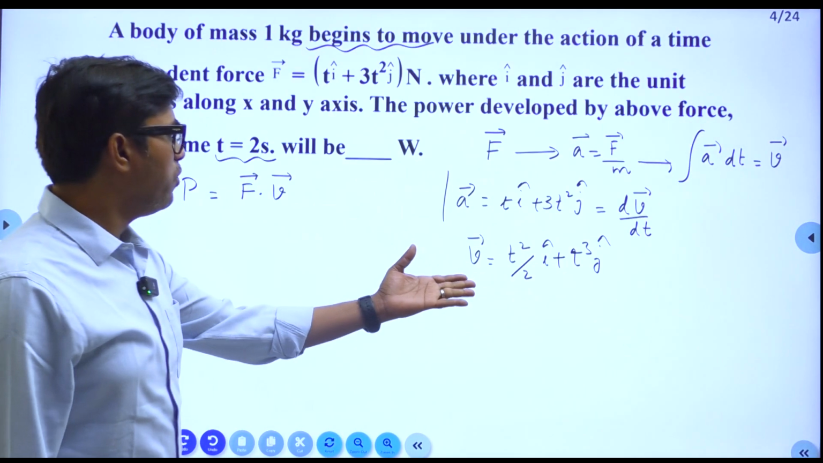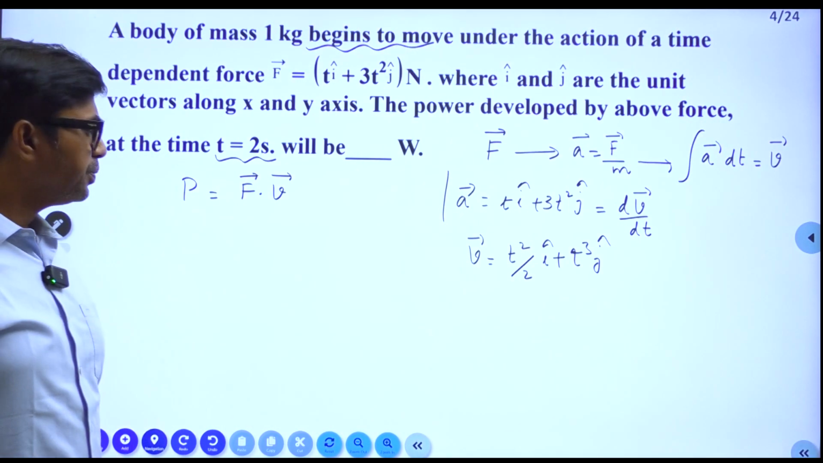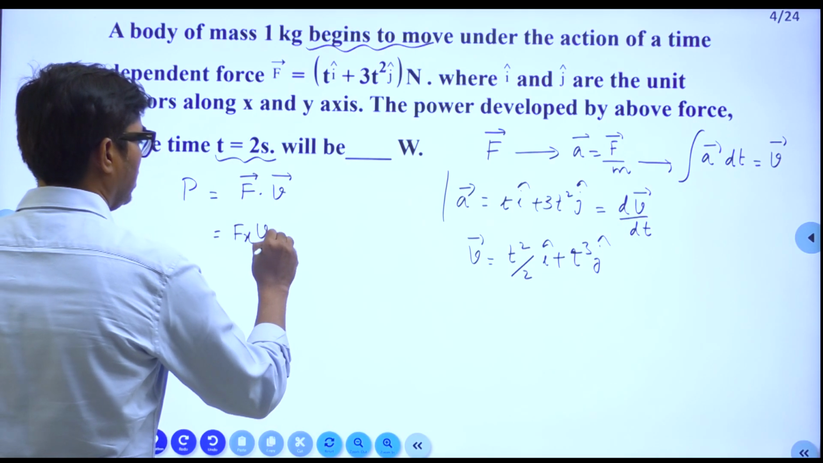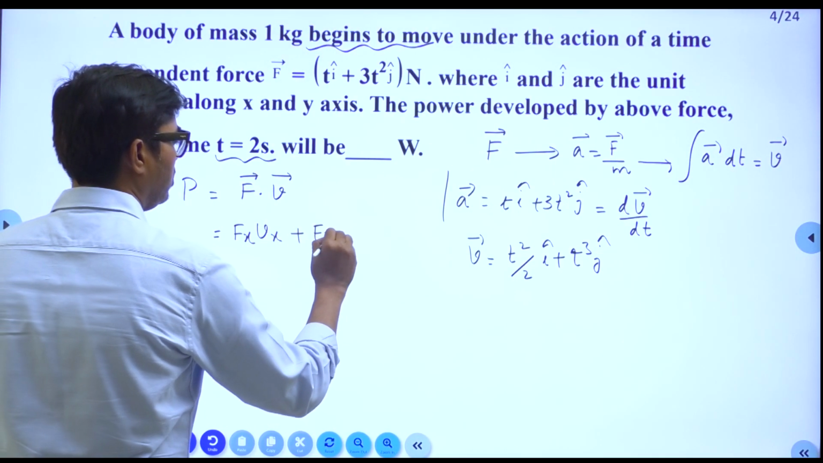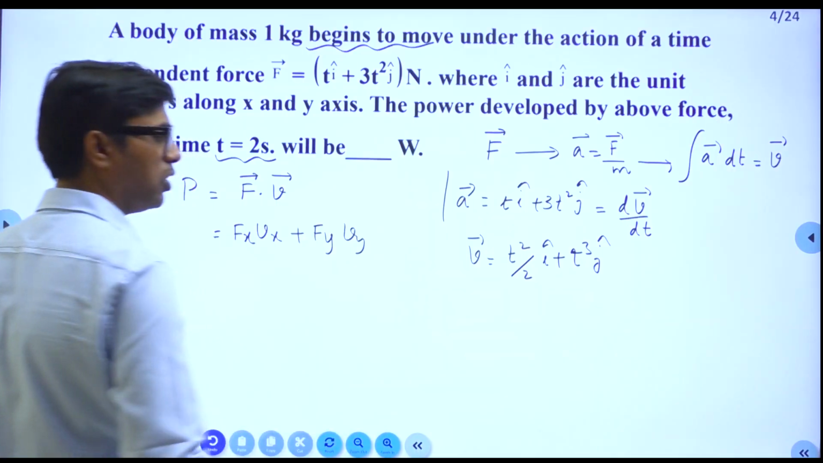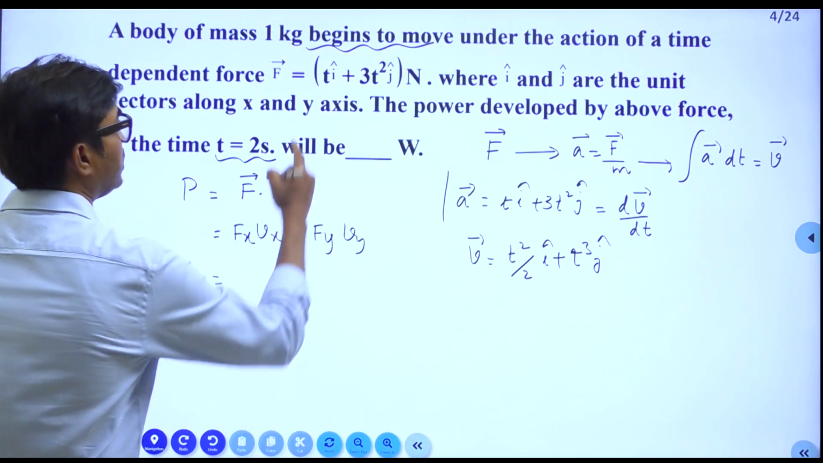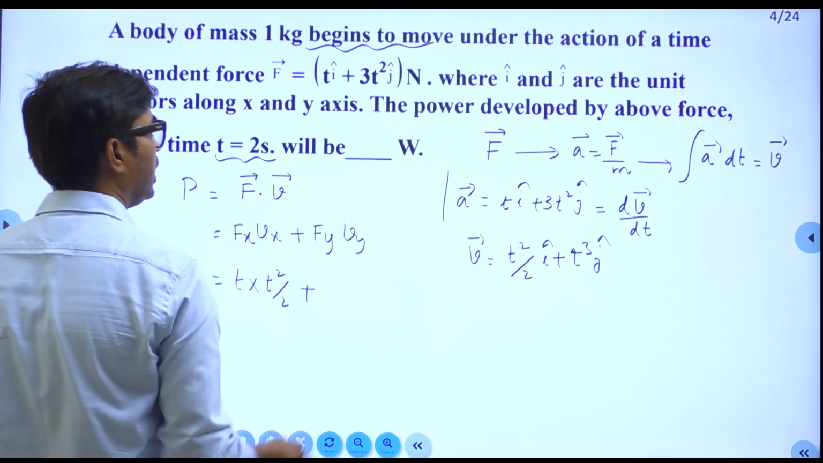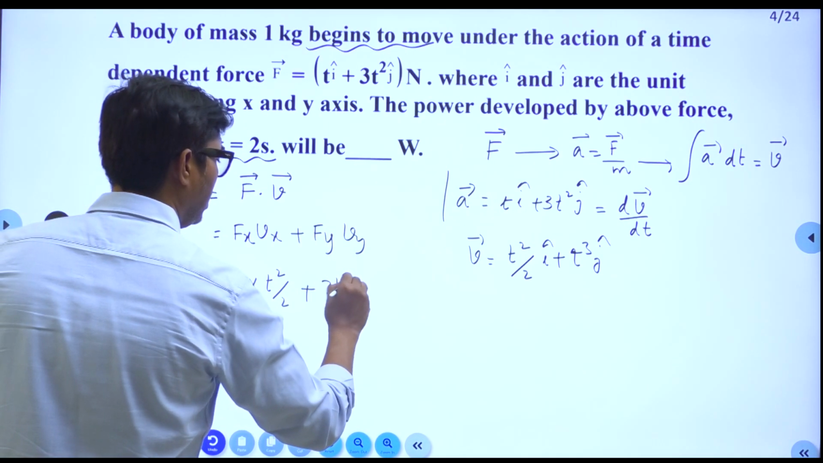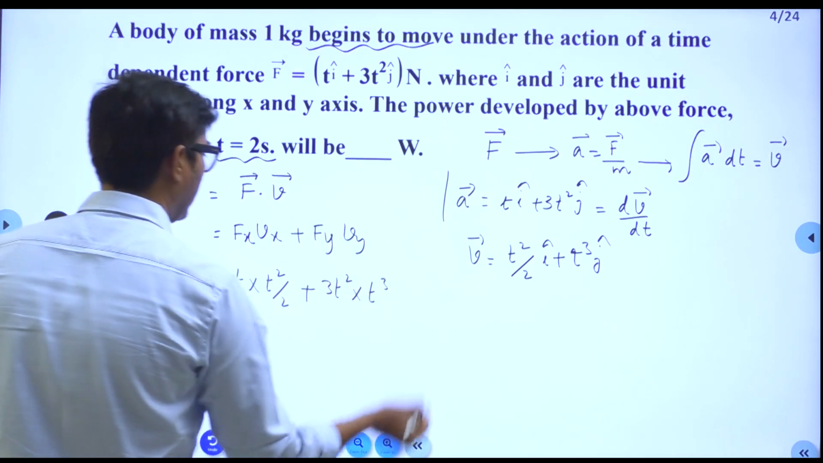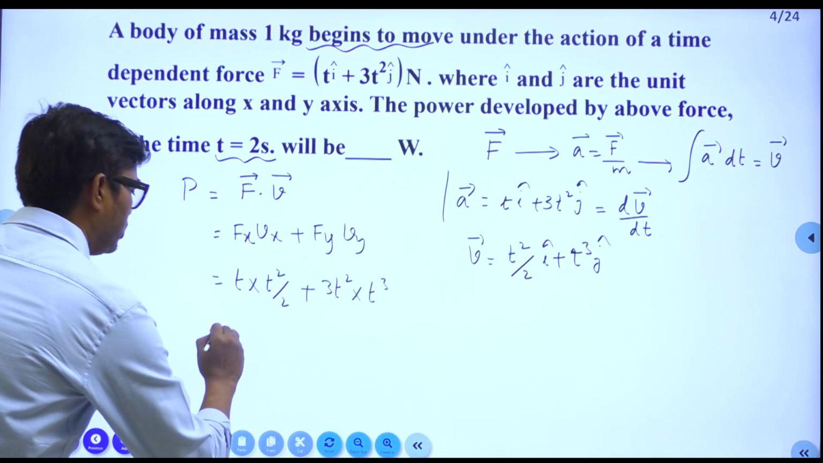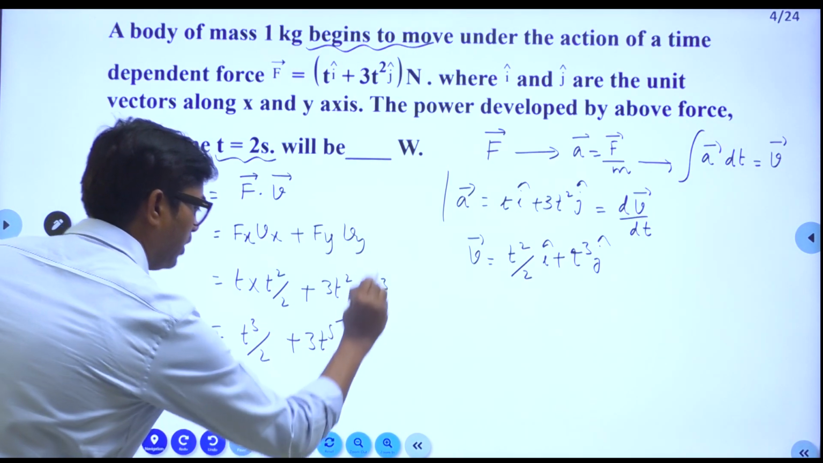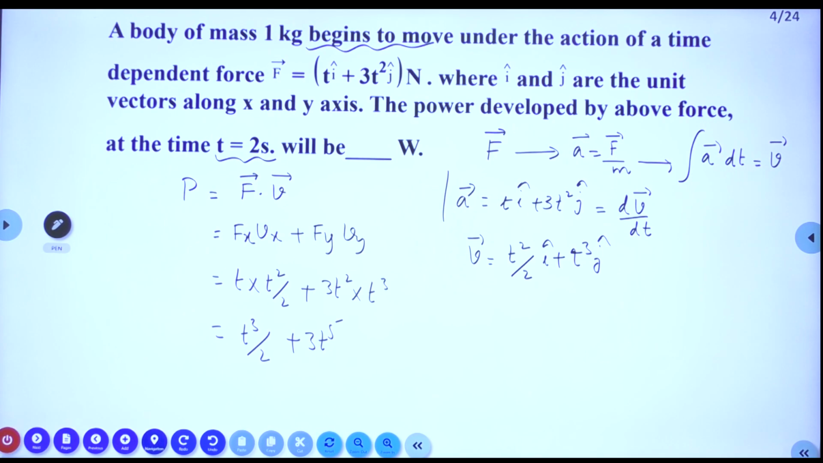Okay. So now you have velocity and you have force here. So we can write this as fx into vx plus fy into vy. Alright, dot product. So fx is t into t square by 2 plus fy is 3t squared into t cube. That is going to be the power. That means you have t cube by 2 plus 3t power 5. That's the power at any instant.